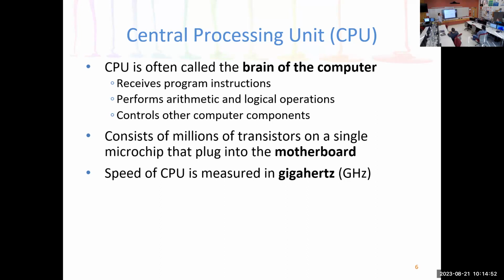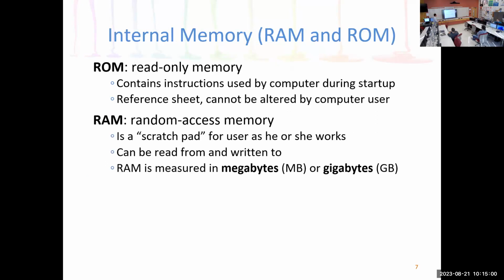Gigahertz, you can think of it as one oscillation, and you can do one calculation or processing step. And the ROM is read-only memory, which contains instructions used by the computer during startup. When you power up or boot up the computer, it takes the instructions from the ROM and gives instructions to the keyboard, the mouse, and whatever else is attached.